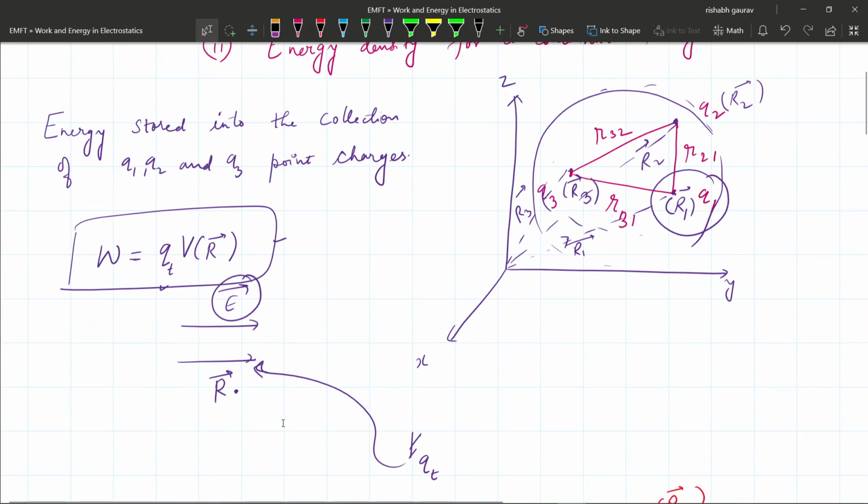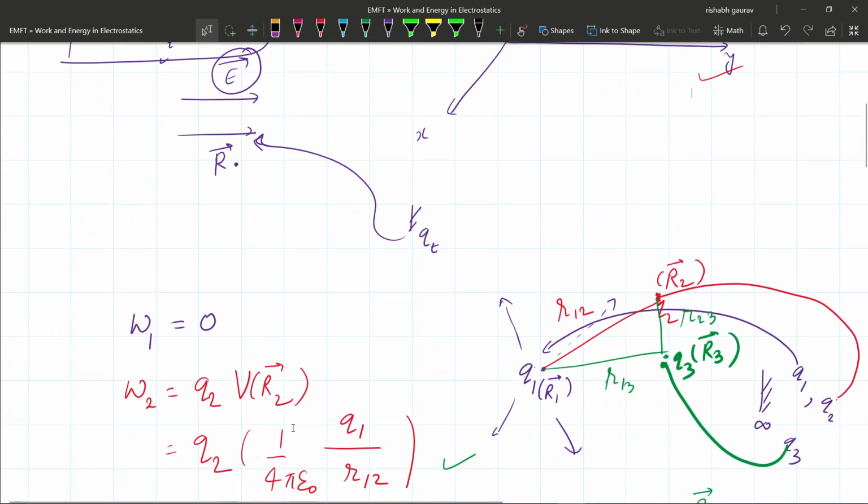So if you see the case of 3-point charges, in this case we had started with q1 and eventually we had added the charge q2 and then q3. But you can start any way, you can just verify it by calculating it on your own. You can either start with q2 and then bring the charge q1 and then q3, or you can start with q3 and then bring the charge q1 and then q2. The total stored energy will always be the same.